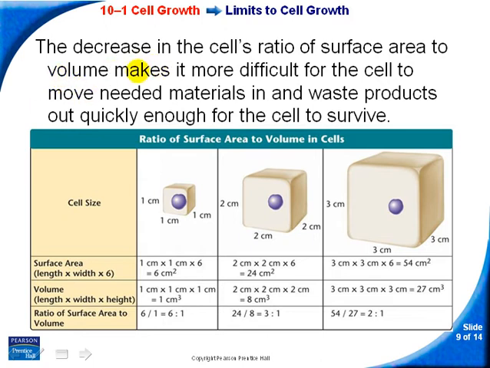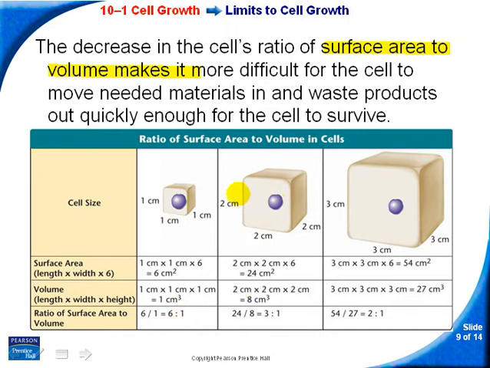So as the surface area to volume ratio gets more disparate, it's going to become more difficult for the cell. And let's look at this. We can approximate the cell as a cube. So here's a 1 centimeter by 1 centimeter by 1 centimeter cell, and you can see that its surface area is going to be 6. Its volume is going to be 1, so the ratio is 6 to 1.